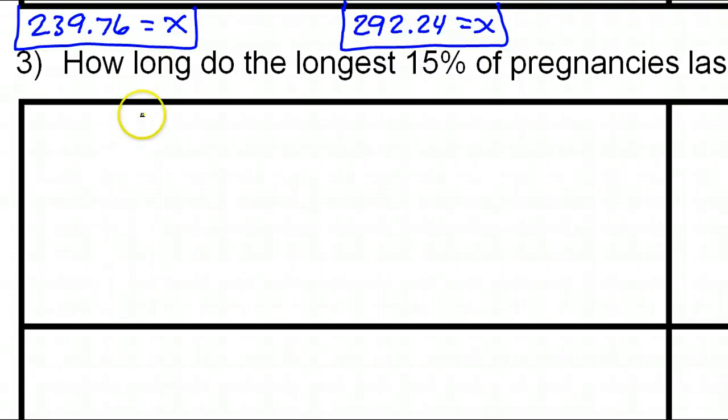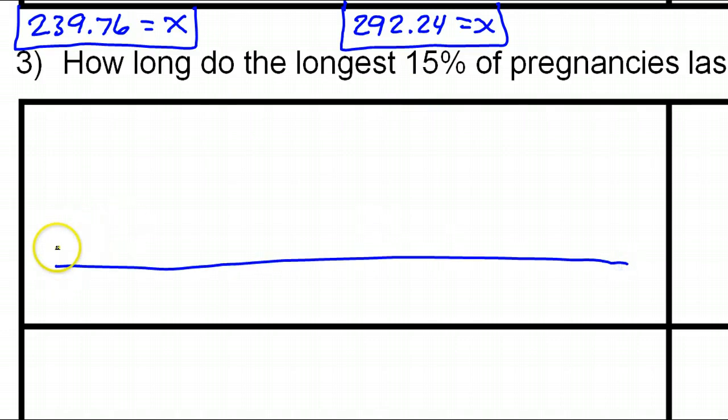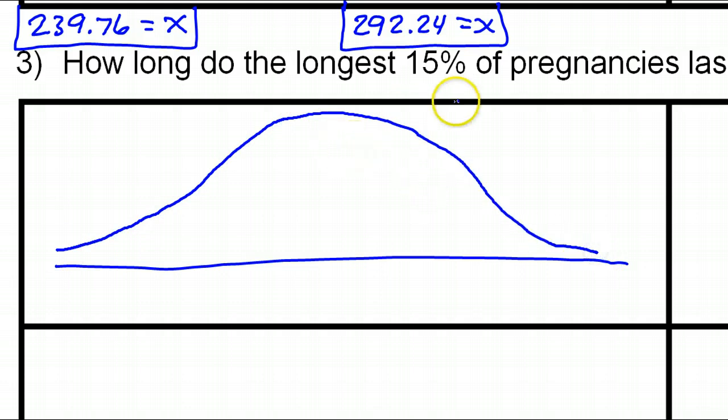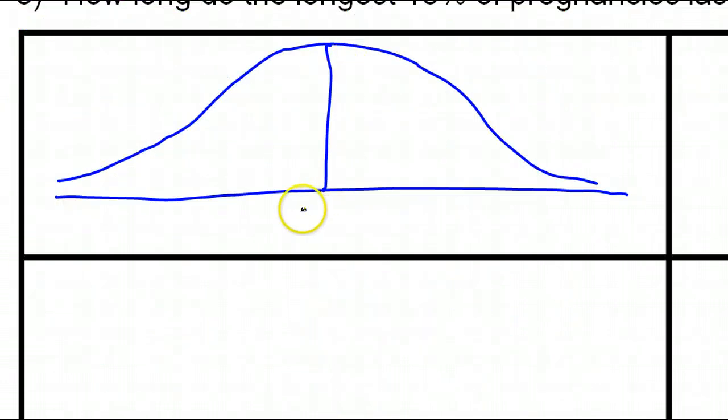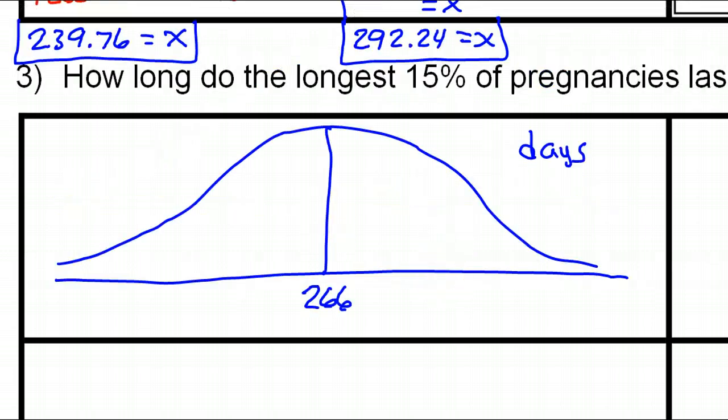All right, it's time for number 3. How long do the longest 15% of pregnancies last? Okay, here comes your normal distribution. Okay, the longest 15%. So first of all, the mean, which I believe was 266 days. All right, that part hasn't changed. So 266, don't forget your units, days. And we want that longest 15%, y'all.